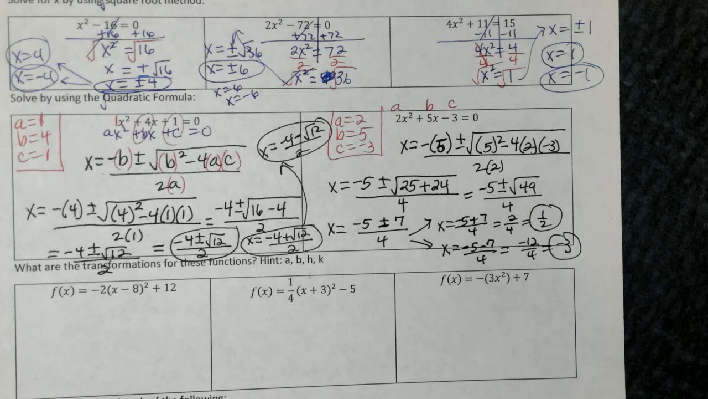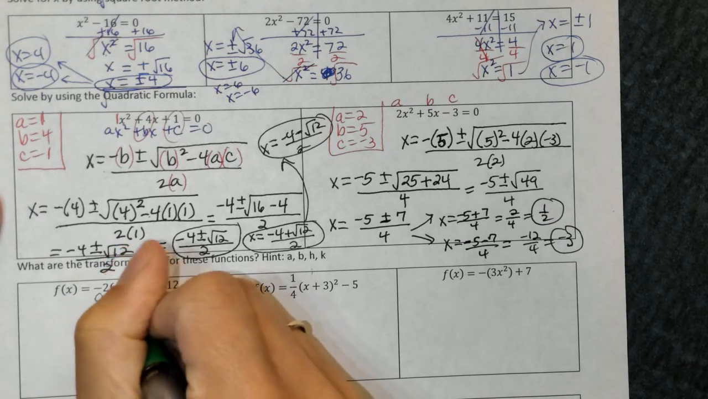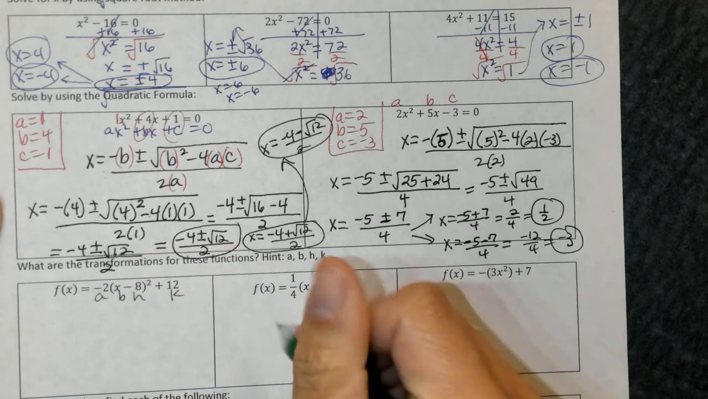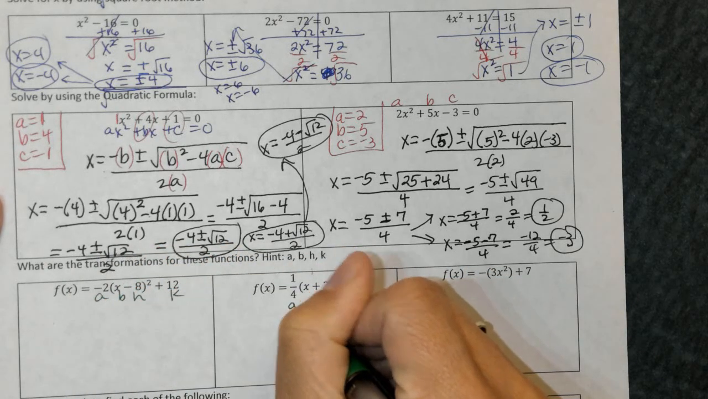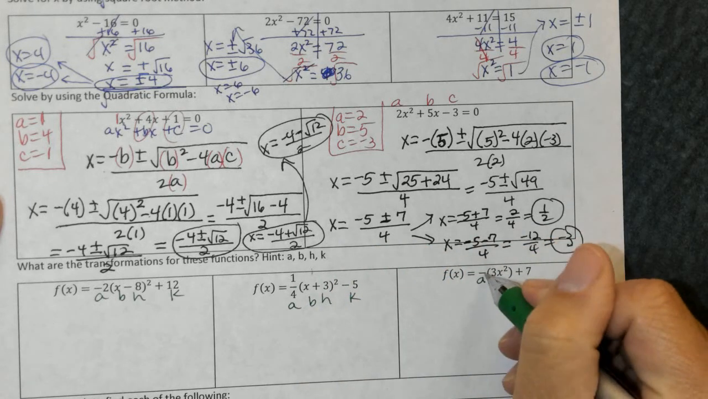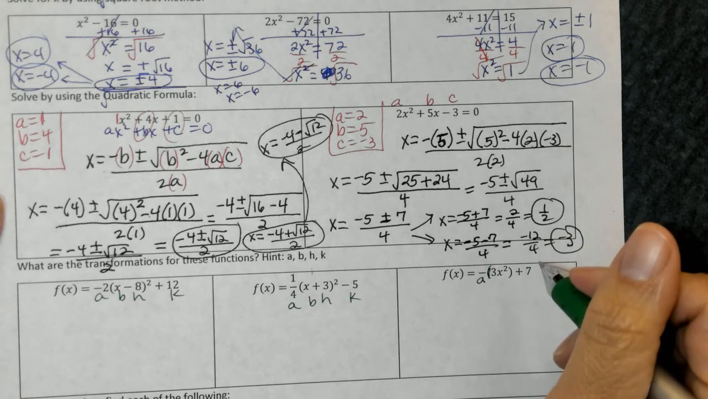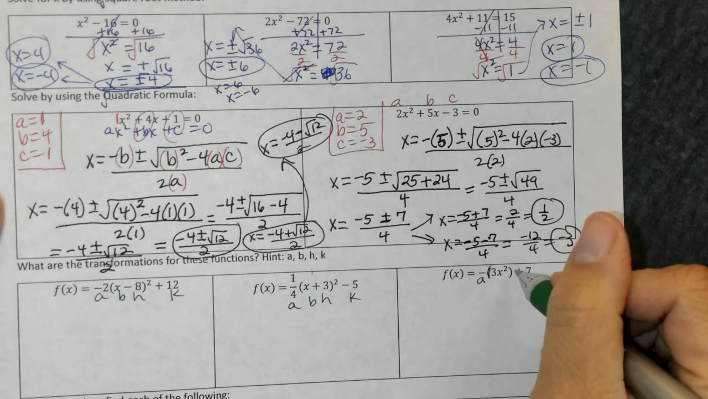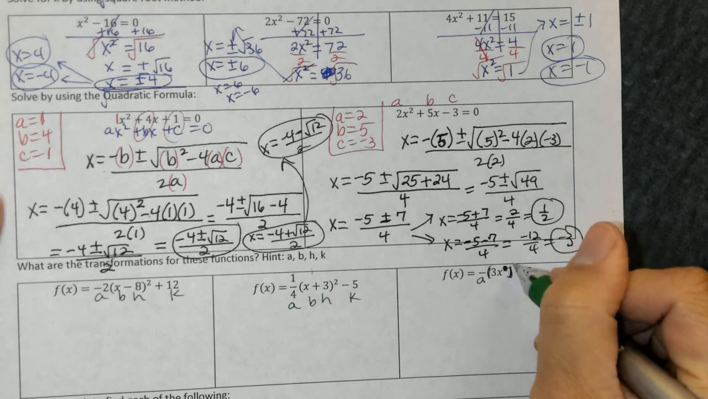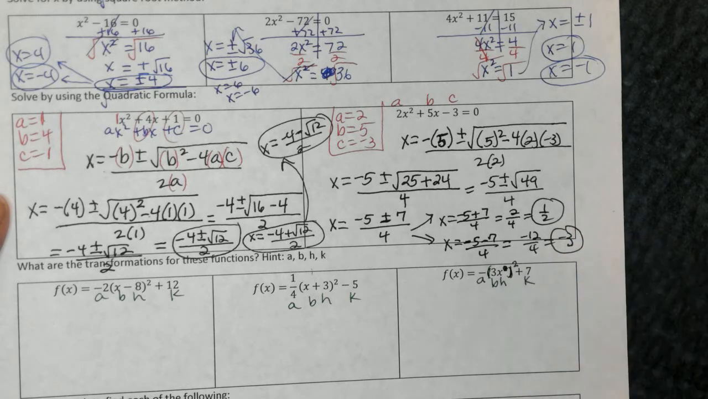All right. Quickly, this is A, B, H, K. This one is A, B, H, K. A is out here. Oh, this wasn't done right. This square should have been right here. Okay, this is B and H, and this is K.